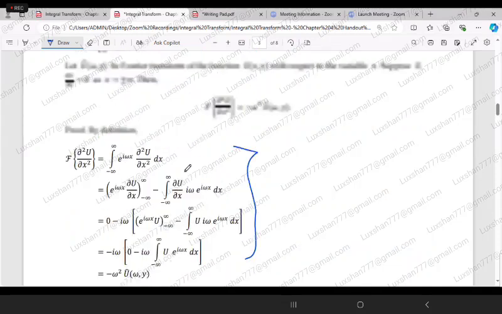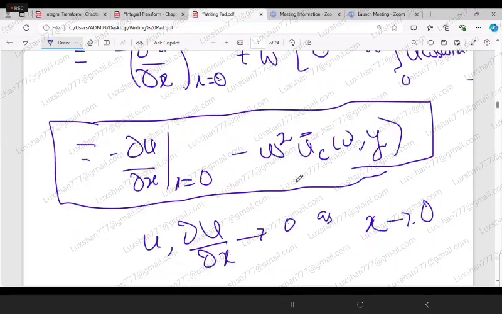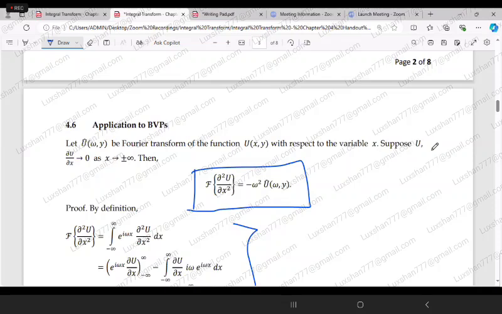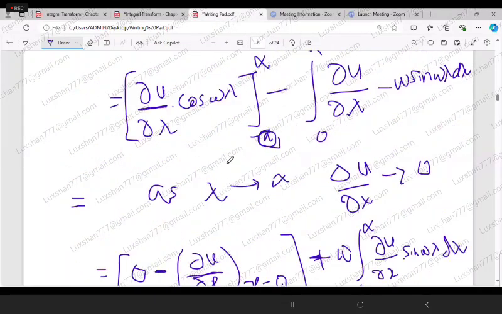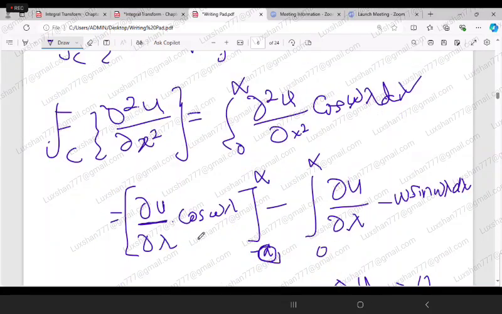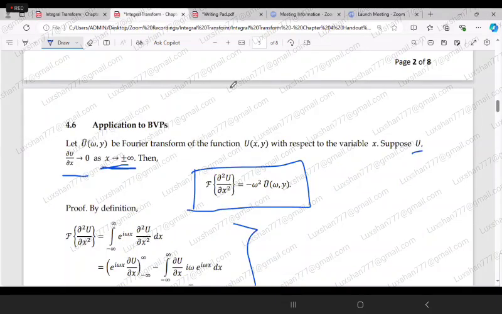Okay, so these three things you must know. The proof also you must know. Here I have given the proof. All these are under this condition. Look at the condition: u, ∂u/∂x all tend to 0 as x tends to plus or minus infinity. Another thing, actually here I put lambda. If you don't like to put lambda, you can keep x as it is, no problem. So in this proof, instead of putting lambda, you can put x as it is. Okay, so those three things you must know.